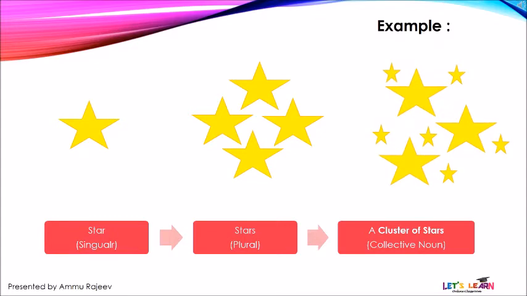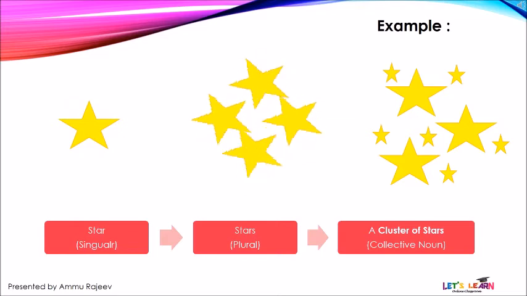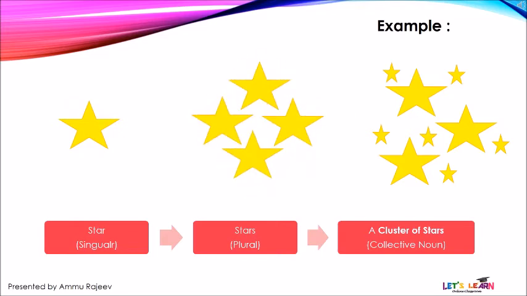When there is only one star, it is in the singular form and we say star. When there is more than one, we say stars. But when the stars act as a group, then we say a cluster of stars.